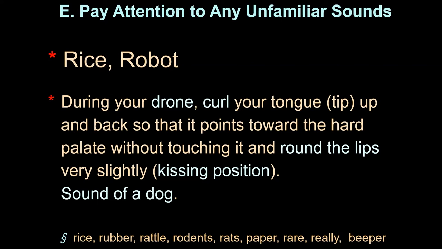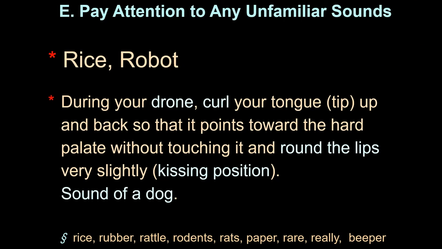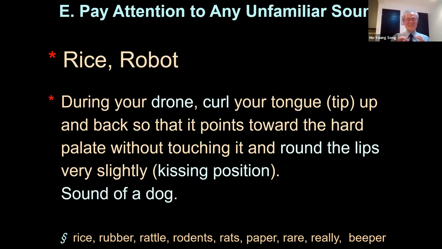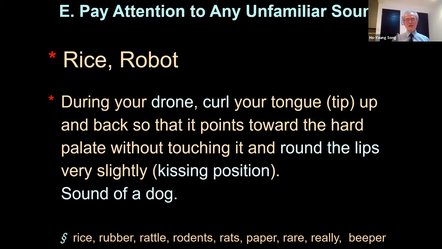So you say rice. Yeah, that is a kissing position. Small, yeah, that's exactly it. Round at the top, very slightly. Yeah. You make the mouth very, very small, very tight. So rubber. So you don't smile when you say it. You don't say sure, rice. Sure. Yeah. Okay, thank you very much.